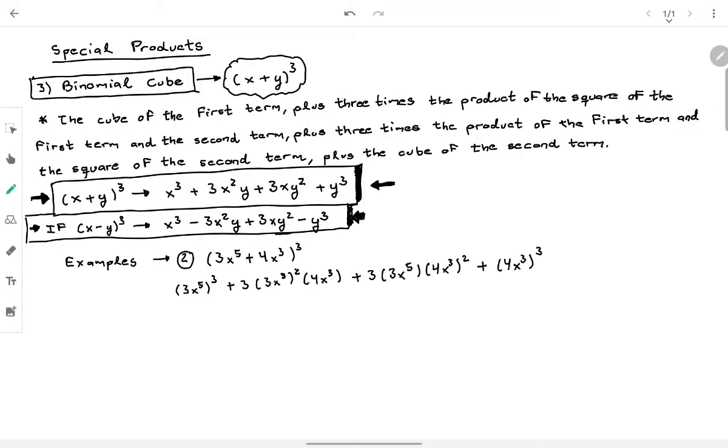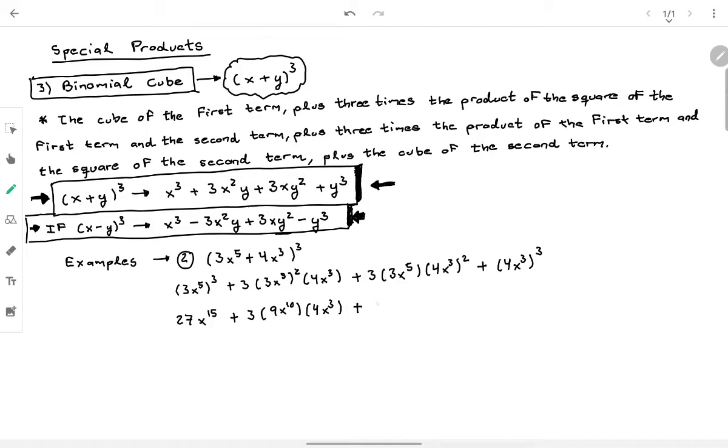So let's see. In this case, remember 3 to the third power is like multiplying 3 times 3 times 3. So it will be 27. It will be x to the 15th because remember it's a power of a power. We need to multiply them. Then it will be 3 multiplied by 9x to the 10th, because remember, the second power of a power, we multiply them. 4x to the third.